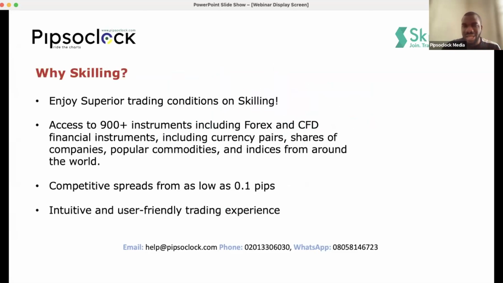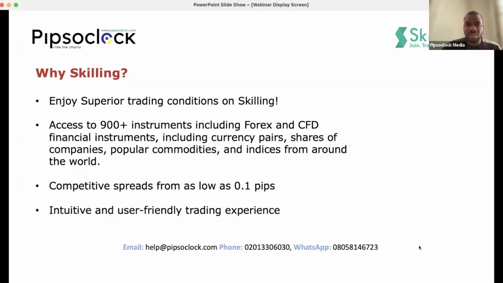Skilling has a lot of benefits. You can enjoy superior trading on Skilling. The conditions are very trader friendly, and there are a lot of instruments that you can trade on Skilling. The spread is as low as 0.5, and the user experience is top notch, from the trading to the deposit process and also the withdrawal process.